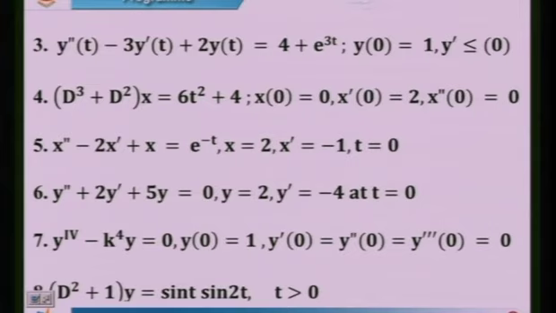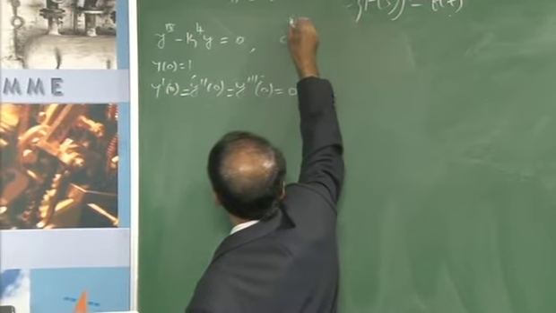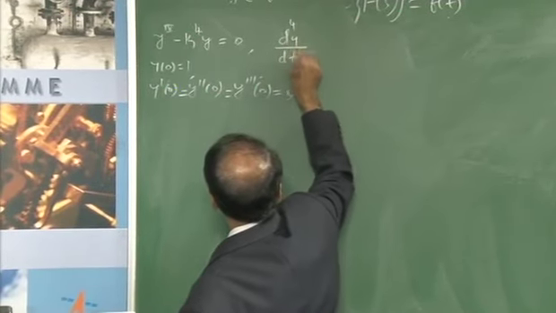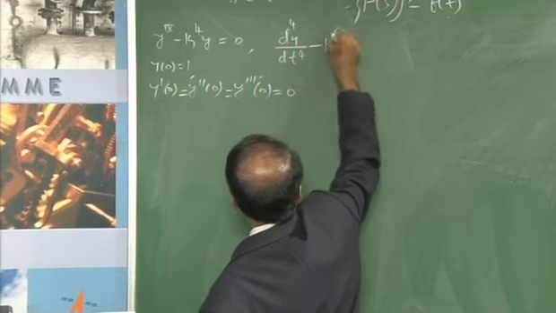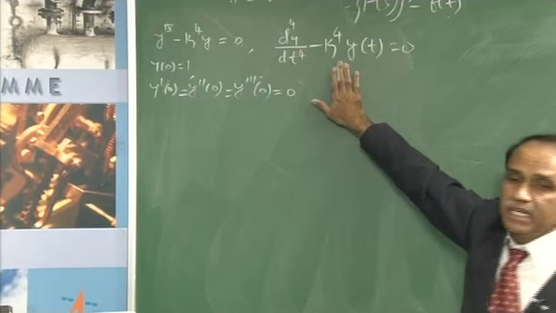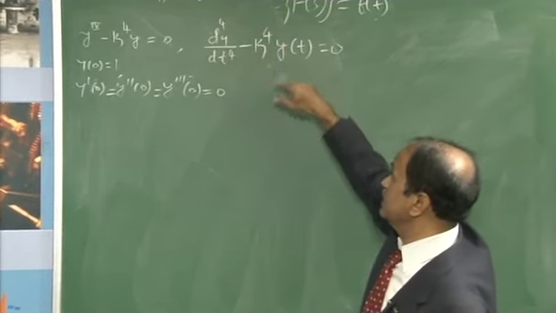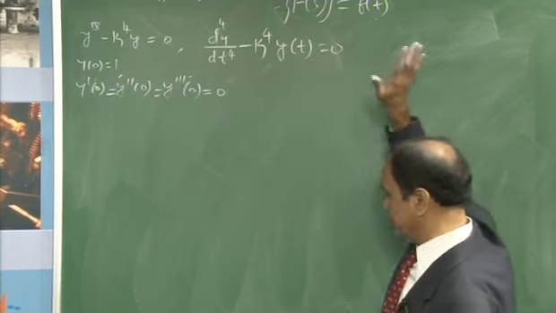Yes, you accept this data in terms of your own familiar symbols. What are those familiar symbols? It is d to the power of 4 y divided by dt to the power of 4 minus k to the power of 4 y of t is equal to 0. It should have been given like this. This is fourth order derivative minus of constant to the power of 4 and y(t) is equal to 0.